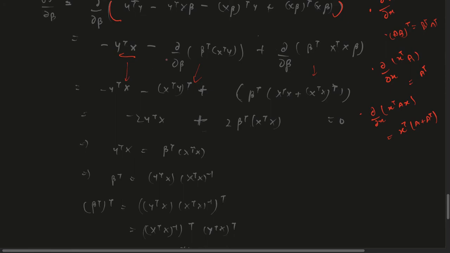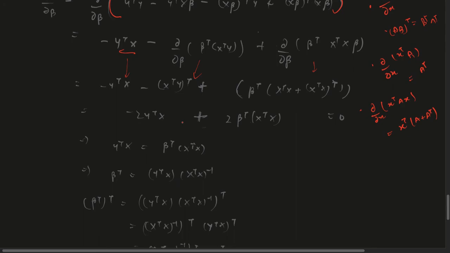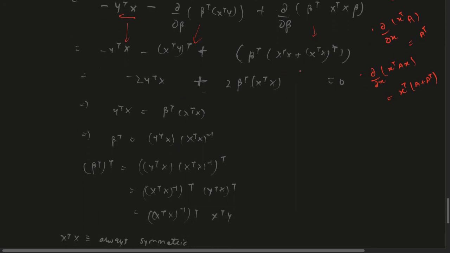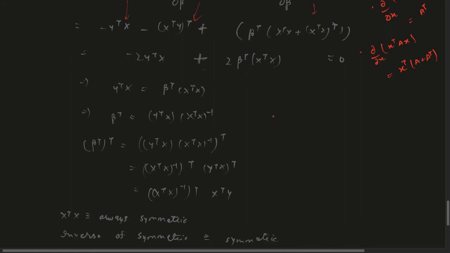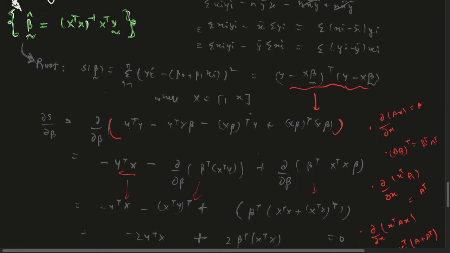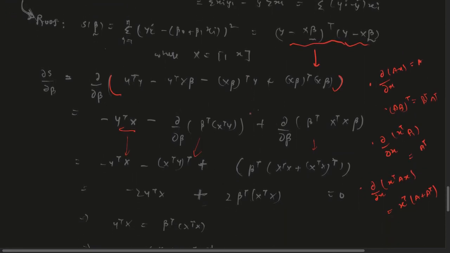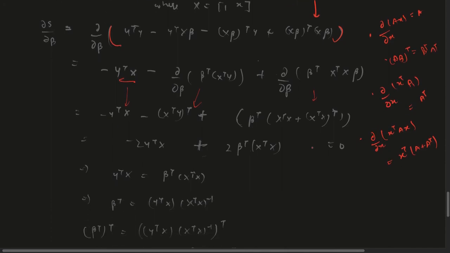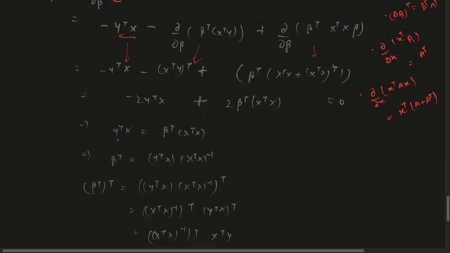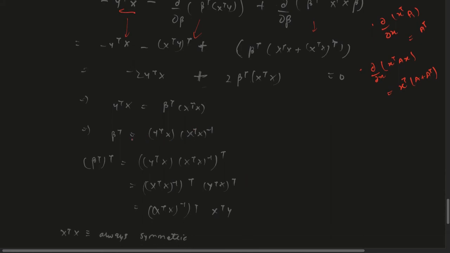Now this quantity becomes minus 2 y transpose X. This becomes, since X transpose X is a symmetric matrix, 2 times this thing. Then to find the optimal value of beta, that is beta hat, we need to set ∂S/∂β equal to 0. Setting this to 0, we get this expression. Then post multiplying by (X transpose X) inverse, we get the value of beta transpose to be this.